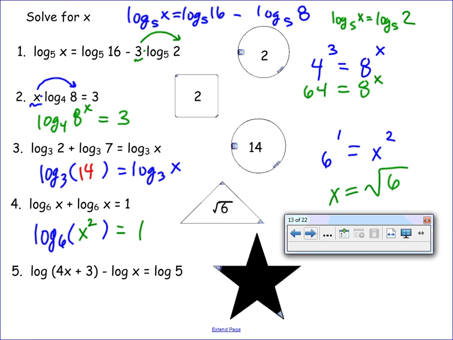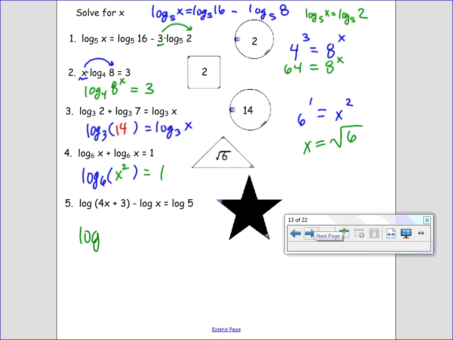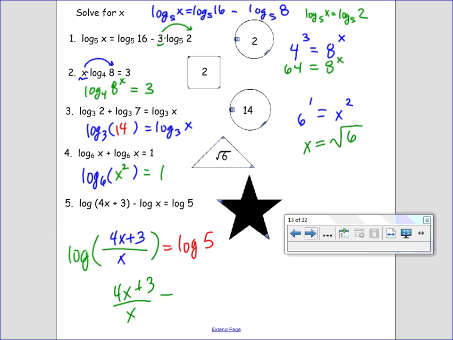So log of 4x plus 3 minus log of x can be rewritten as a single log. It'll be log of first input over second input. And so the first input was 4x plus 3. The second input is x. And now that's going to be equal to log of 5. Guys, again, single log equal to single log. Log of blah equals log of blue. We have no choice but for blah to equal blue. So we can go ahead and drop the logs in accordance with the one-to-one property for my next step and solve. 4x plus 3 over x must equal 5. That's the only way that that equation can be true.